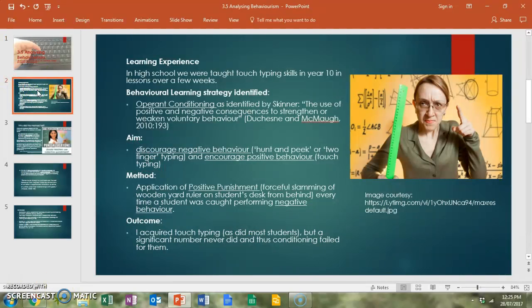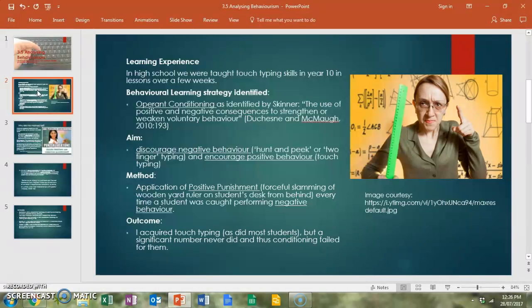So, in my high school, as I said, we were taught touch typing skills in year 10. And the behavioural learning strategy I identified from this experience was operant conditioning, the use of positive and negative consequences to strengthen or weaken voluntary behaviour.